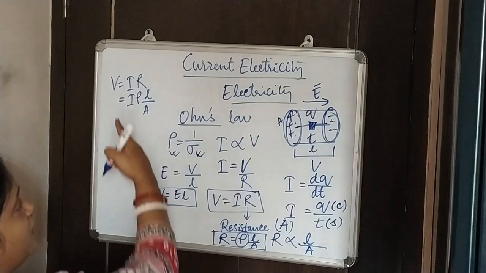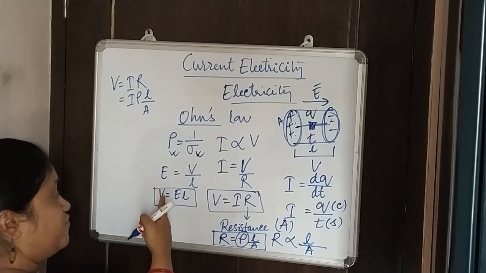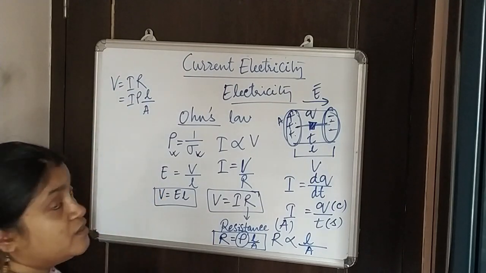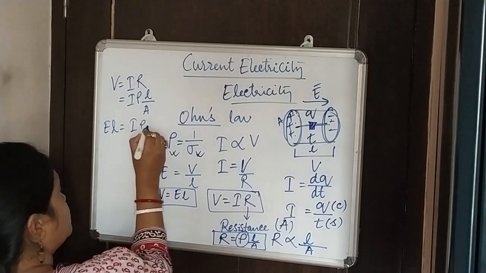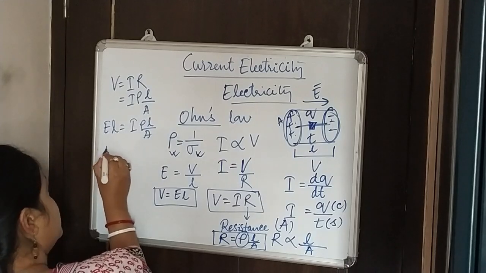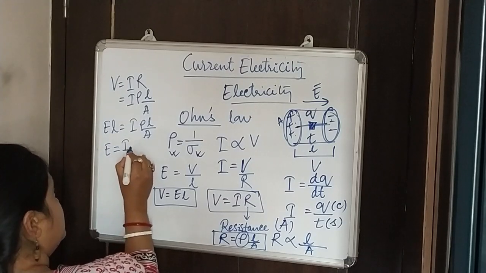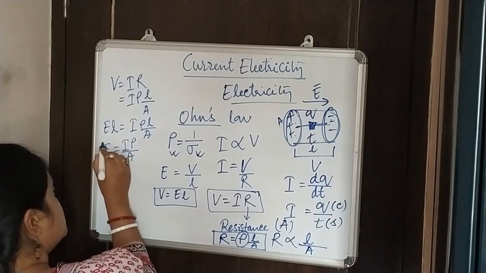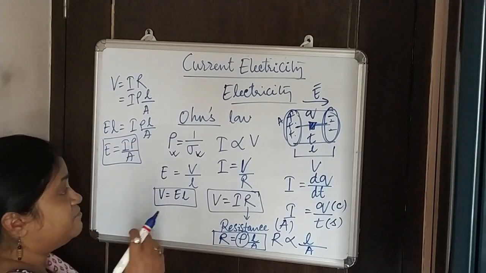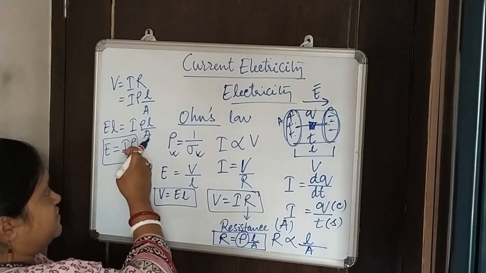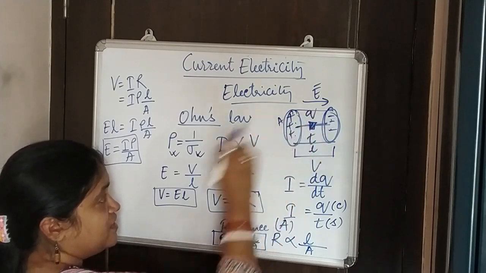Substituting R, we get V equal to I rho L by A. Now substituting for the electric field in the place of potential, we get E into L is I rho L by A. From here we know electric field E equal to I rho by A. So this is a very interesting result that we get for a material which has the resistivity rho, and it is having a cross-sectional area A.